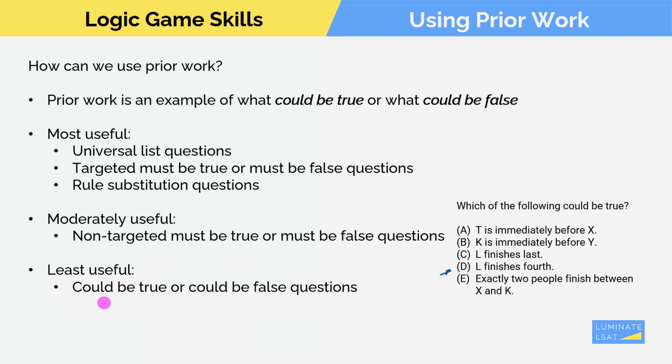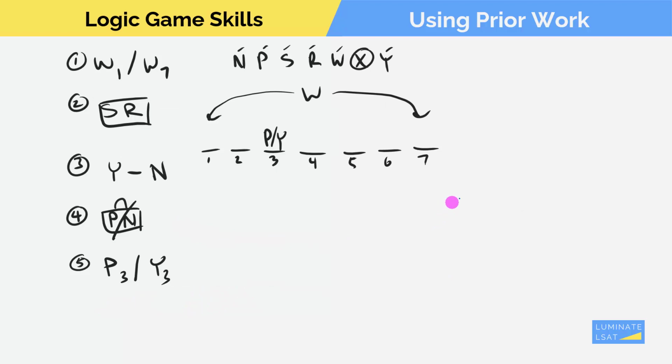Sometimes you happen to just see that prior work proves an answer correct, but most of the time the answer is not going to be in the prior work, and you're going to have to think about the rules and think about the inferences. Now, by the way, if it is a targeted could be true or could be false question, rather than a non-targeted one, so for example, if the question's asking which of the following could go second, well then prior work becomes more useful, and it definitely does not hurt to just scan the prior work to see if you have the answer available to you easily.